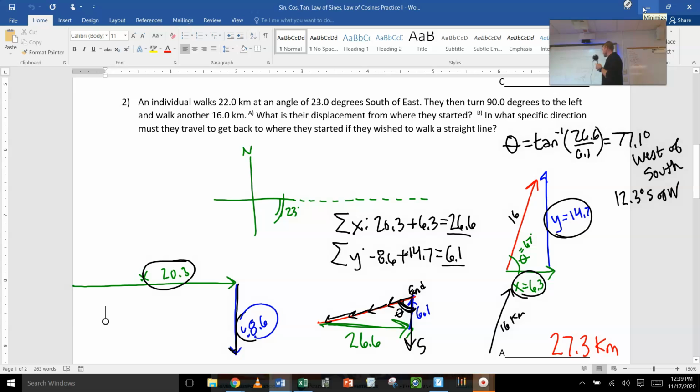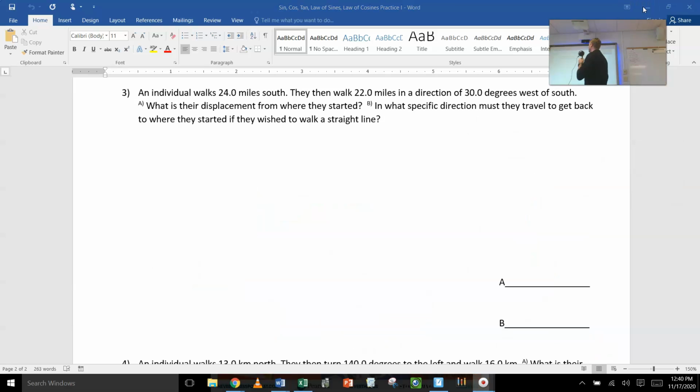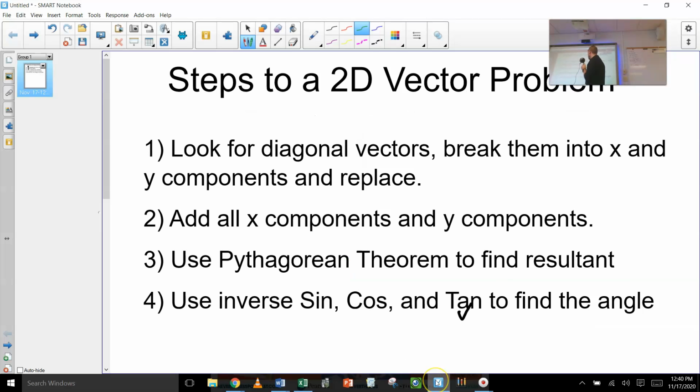Let's do the third one. An individual walks 24 miles south, and then they walk 22 miles in a direction of 30 degrees west of south. So here's 22 miles, and this angle right here is 30 degrees west of south. How far away and what direction do you want to go if you want to go back in a straight line? So let's start again.